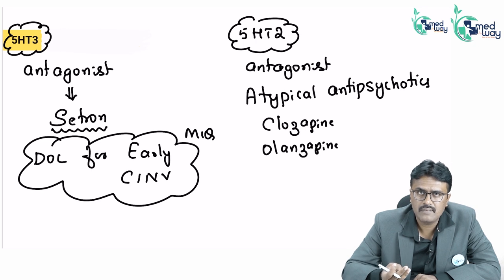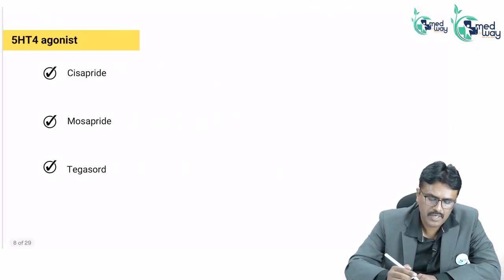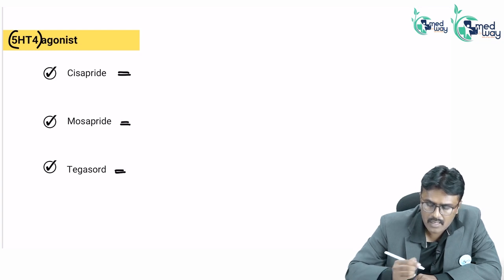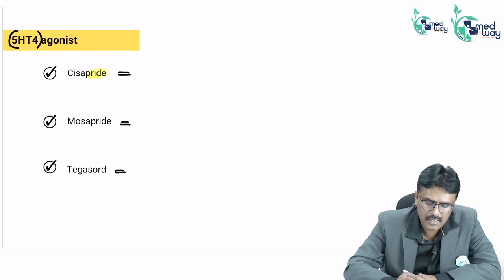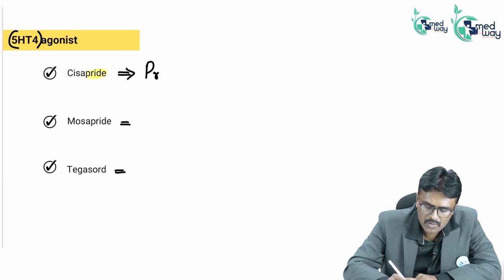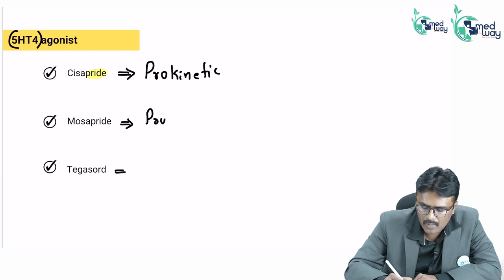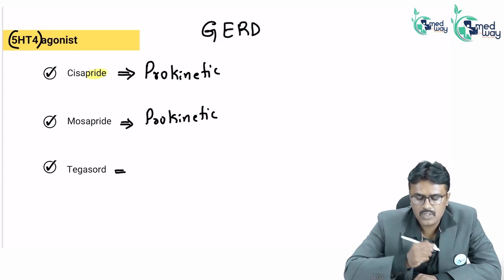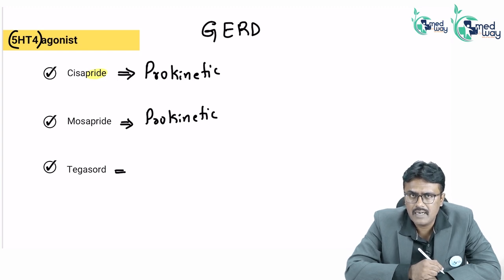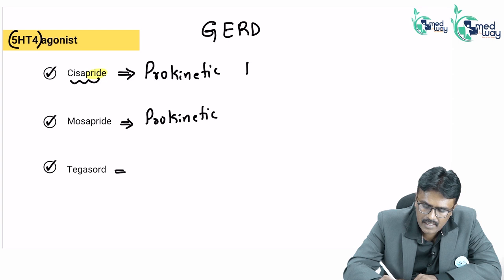So we are done with 5-HT1, 5-HT2, 5-HT3, and what is left out is 5-HT4. We have a drug called cisapride, mosapride, tegaserod. When the cisapride came, we took pride in this drug, but why? Because it was used as a prokinetic drug. Even mosapride is used as a prokinetic drug. And you know where we use prokinetic drugs? In the management of GERD. So cisapride and mosapride are used for GERD, but cisapride has been banned recently.